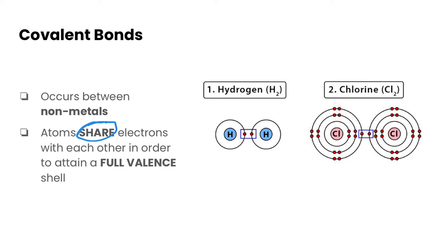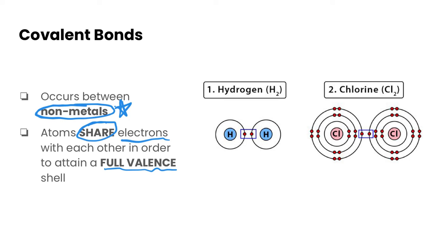And these occur between non-metals. So the way you recognize you have a covalent compound or a covalent bond is that it's formed between non-metals. This is different from an ionic bond because atoms will share electrons with each other in order to attain a full valence shell.